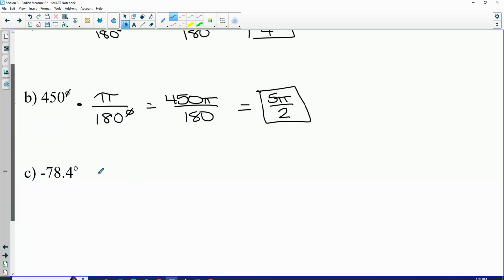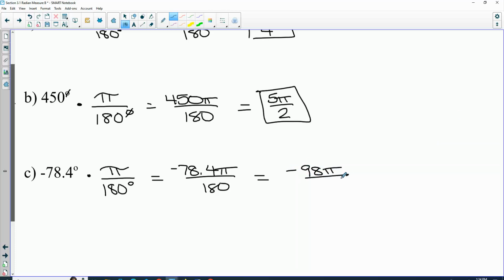Alright, we might have decimals, but it's the same conversion. If I wanted to change it to radians, I multiply by pi over 180 degrees. This gives me negative 78.4 pi over 180. I do negative 78.4 over 180. That does not turn into a real nice fraction, but we have one, so it's negative 98 pi over 225.